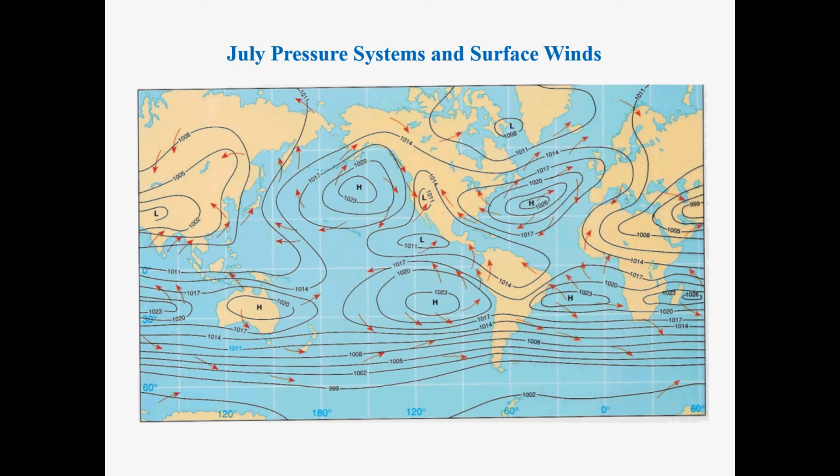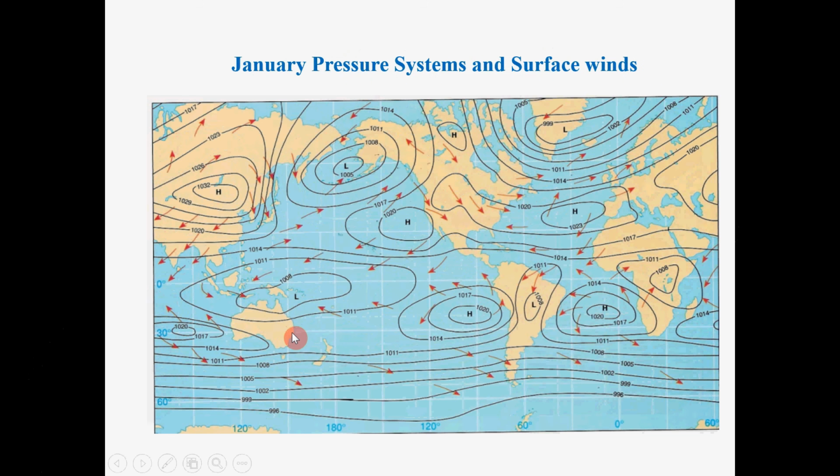And this map shows the July pressure systems and the surface wind system. Let's look at, in the northern hemisphere, we know that July is summer for the northern hemisphere. So on ocean, we have a higher pressure system. On land, we have a lower pressure system.